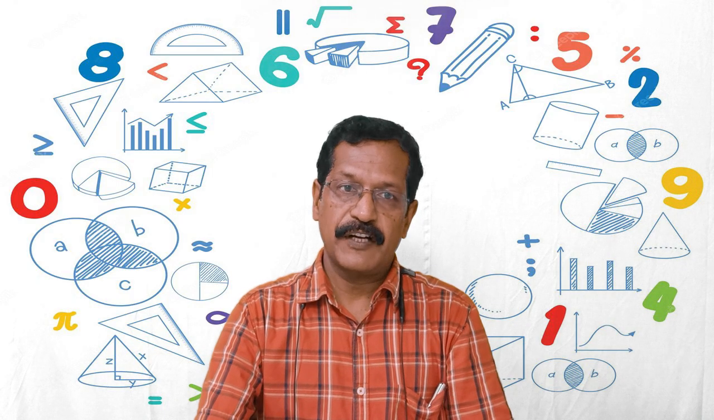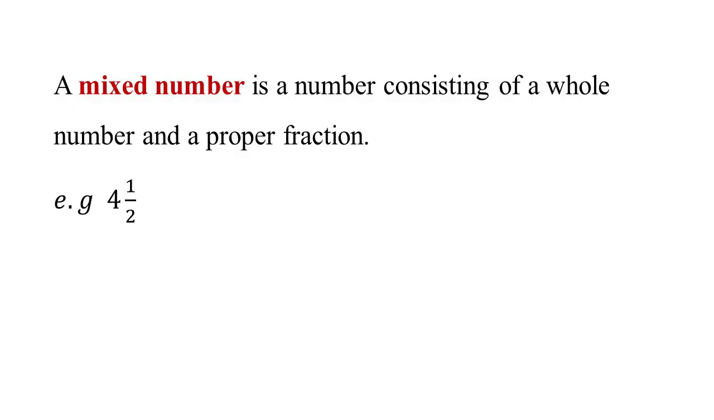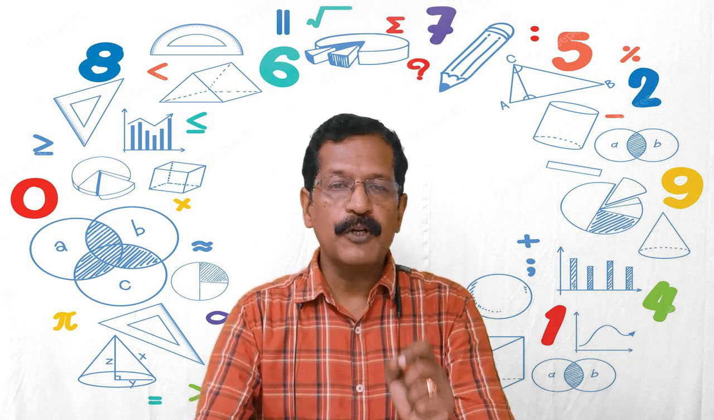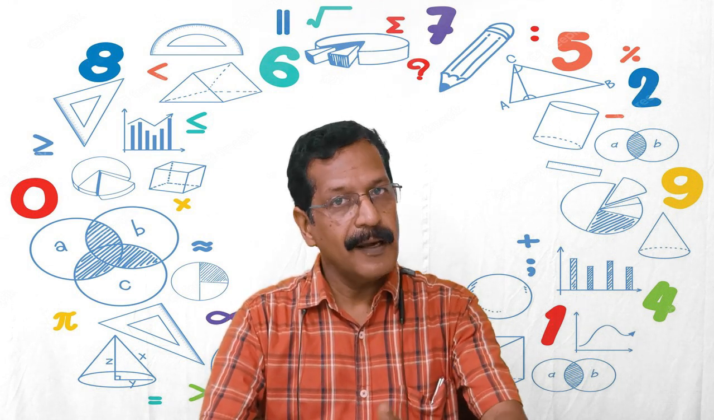Now, what are mixed fractions? A mixed fraction is a fractional number consisting of a whole number and a proper fraction. For example, 4 1/2. A whole number 4 is there and a proper fraction 1/2. 3 2/7 is another mixed fraction. Dear children, an improper fraction can be converted into a mixed fraction and vice versa.